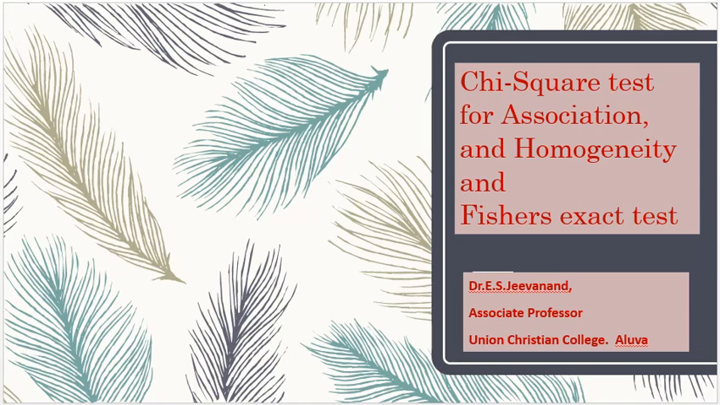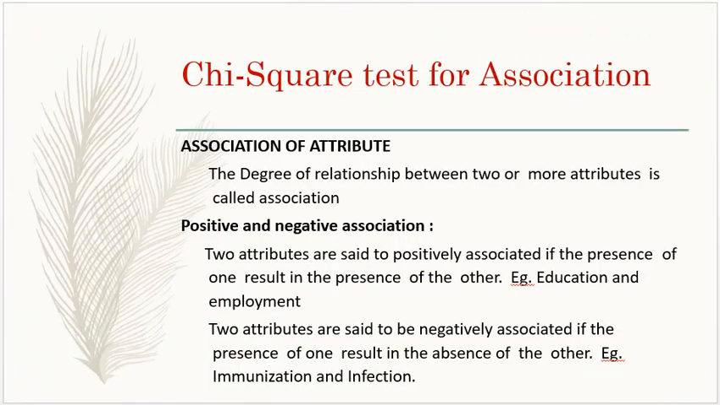Dear student, in this class we are going to study the chi-square test for association and homogeneity. So first we look at what association is. Association of attributes is defined as the degree of relationship between two or more attributes. So association is equivalent to correlation for variables. Correlation is for variables and association is for attributes, that is, the qualitative characteristics.